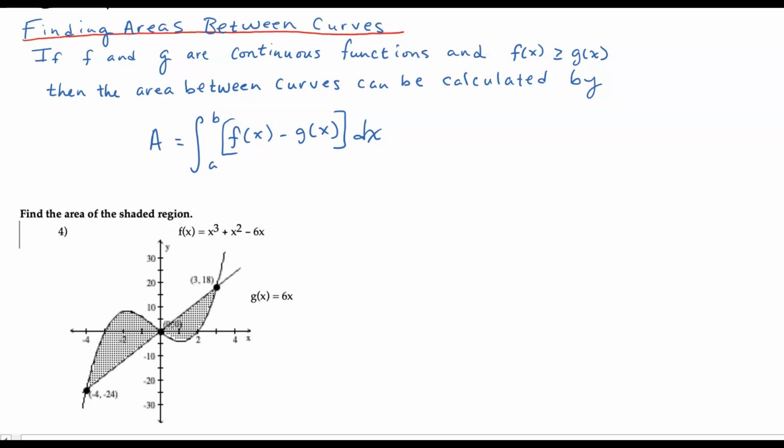So let's assume we have two functions, f and g, and they're continuous. And let's also assume that f of x is greater than or equal to g of x. Okay, then the area between the two curves is simply the integral of the difference. Now what if g is greater than f? Well, then you'd say g of x minus f of x, okay?